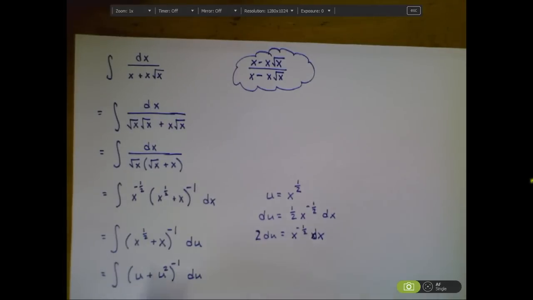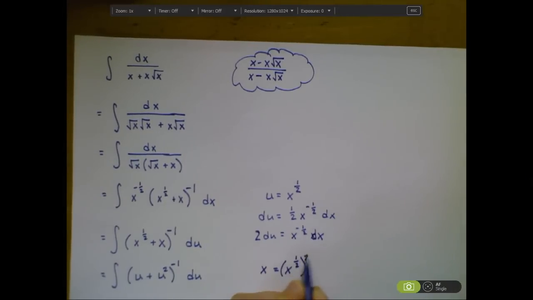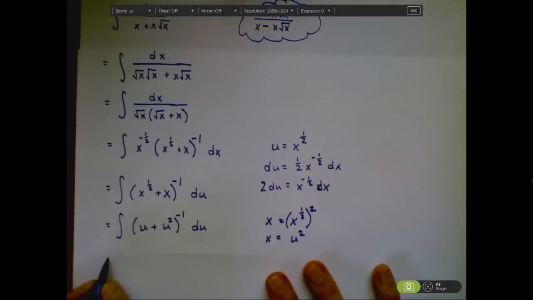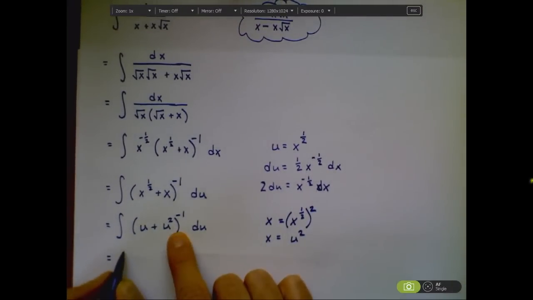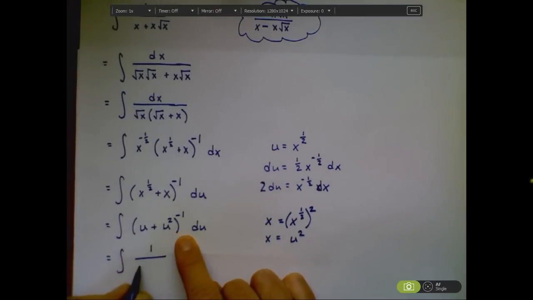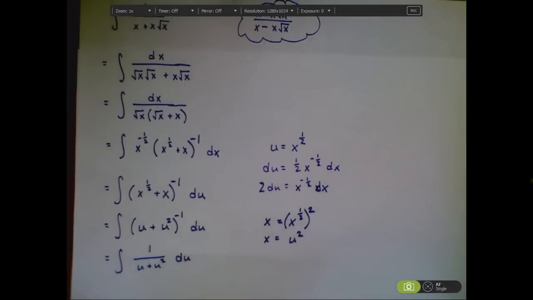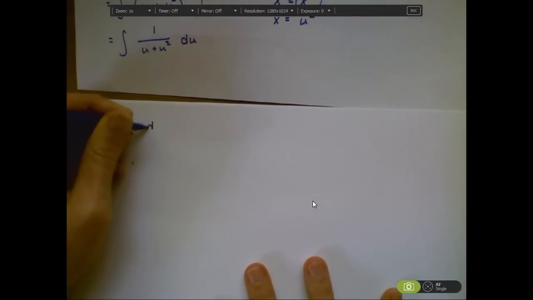I'll do that scratch work over here to the side. x is actually just equal to x to the 1/2 squared. And so that means that x is equal to u squared. That's what that substitution is. So finally, 1 over u plus u squared du.